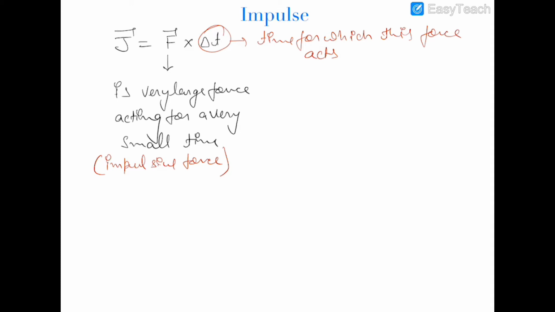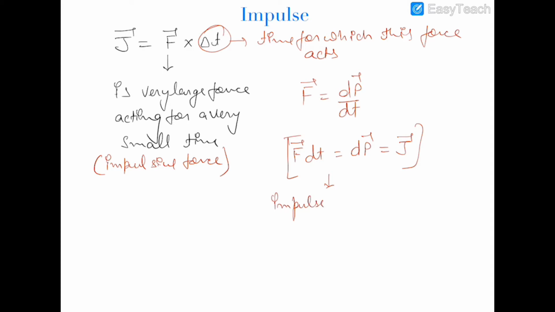Now the impulse is a vector quantity, and we all know that the force is also equal to the change in momentum, and therefore F dt is also equal to dp, where dp is a change in momentum and F dt is also the impulse. So this is the impulse momentum theorem, which says that impulse is equal to change in momentum.